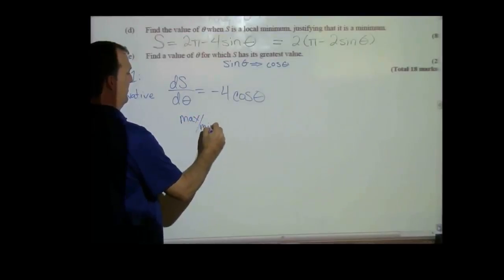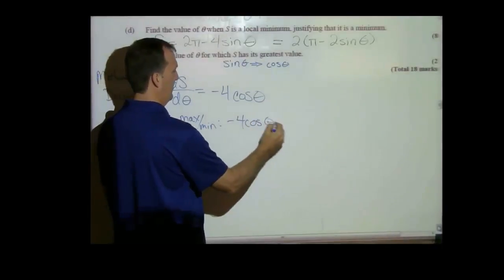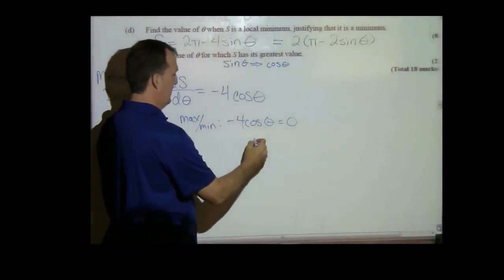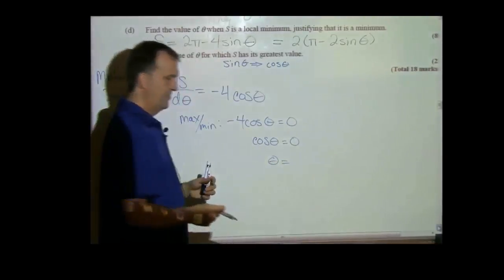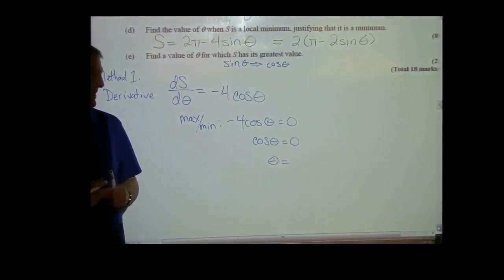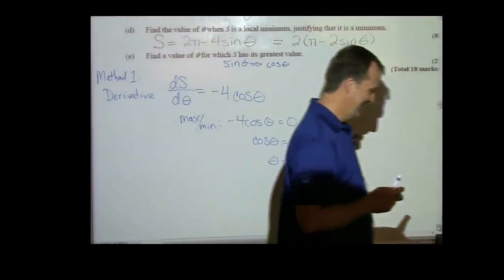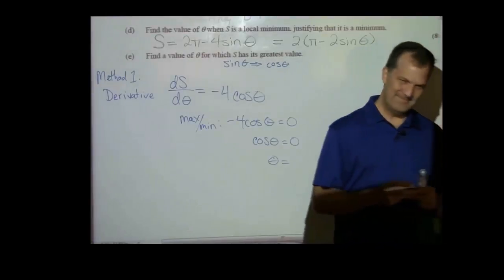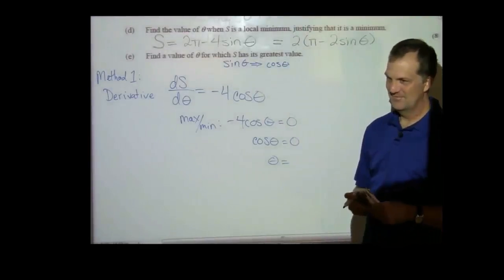So what we're really now saying is maximum or minimum, negative 4 cosine has to equal 0. Divide by negative 4. What's the value of theta for cosine to be 0? 90, or because we're dealing in radians, pi over 2.